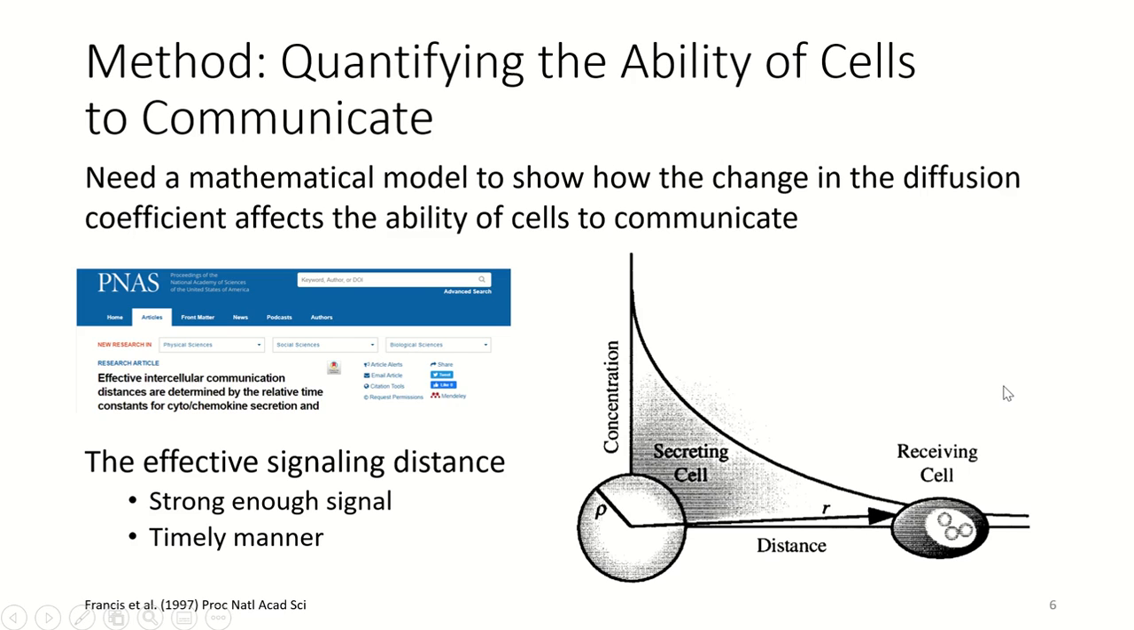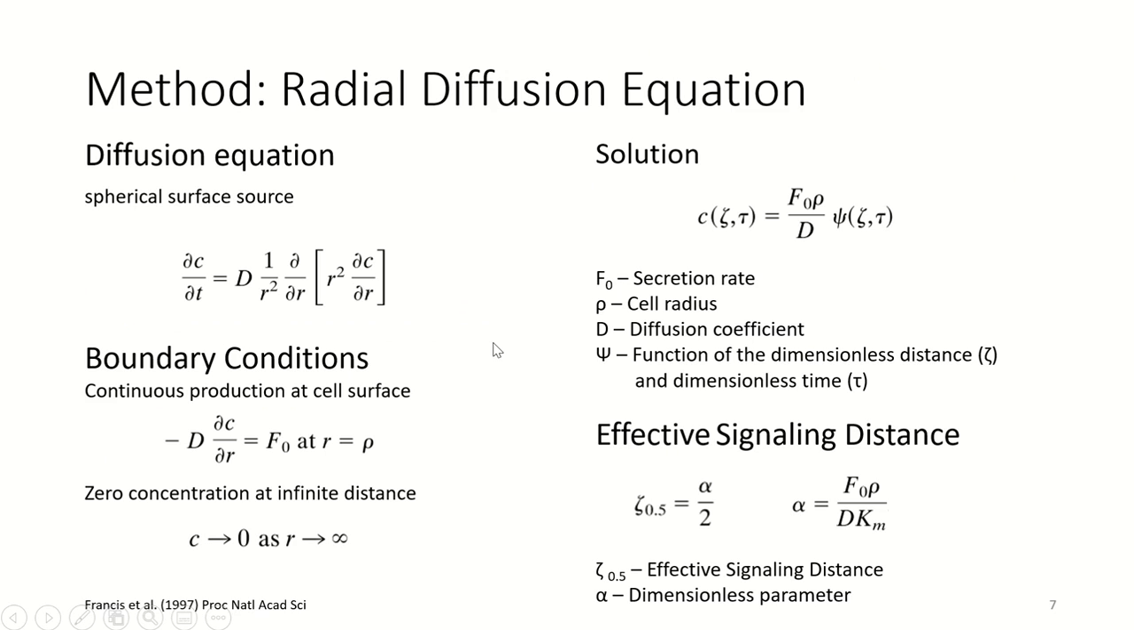And so the way they came up with this quantity was to solve a radial diffusion equation. So here we have the change in concentration with time, and it's dependent on the concentration gradient as well as the diffusion coefficient. So this is a well-known equation, and the boundary conditions that were applied were that there is a constant secretion rate at the surface, or a flux at r equals rho, which is the cell surface, and that there is zero concentration at infinite distance away from the cell, which is reasonable and makes sense.